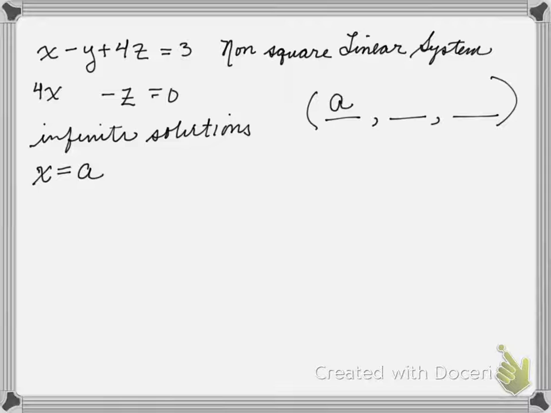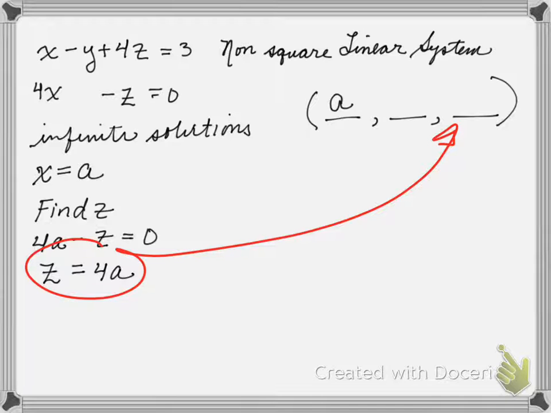And then the next thing, I'm going to find z, because you can see that that's what's available to me. If I know what x is, I'm going to be able to find z. So I'll find the z, and I'll just write it out here. Say I've got 4a minus z equal to 0, and then solving for z, I get that z is equal to 4a, right? And then I'll put that as my z coordinate.